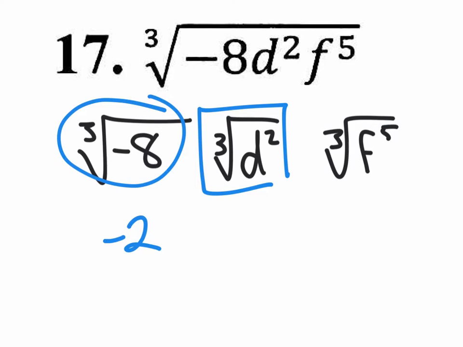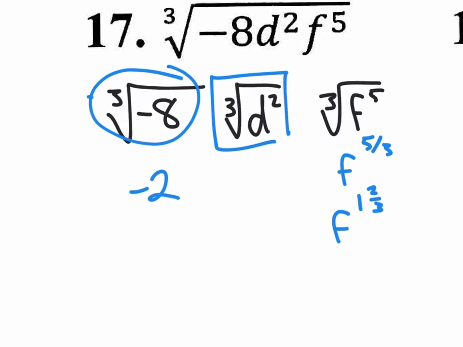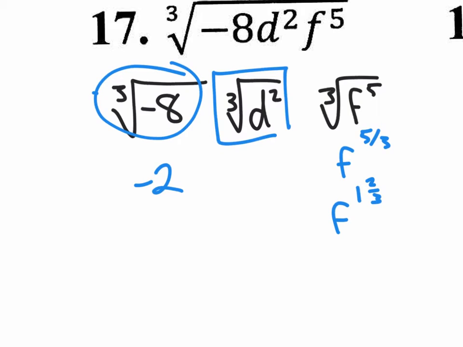But the last one, you could change it to a rational exponent, f to the 5/3, and then you could actually change it to a mixed fraction, f to the 1 2/3, and we changed it to a mixed fraction so we could split the base. You get the whole number on the first f and the fraction 2/3 on the second f.